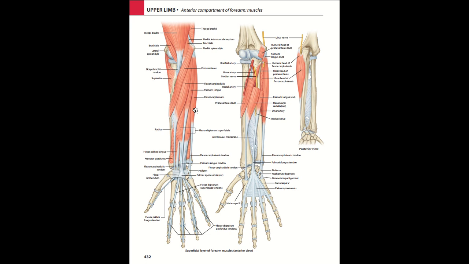Right, so you're going to have the humeral head from the medial epicondyle, and then the ulnar head, which comes from the olecranon process of the ulna behind. These two heads form a belly of muscle. This one is your flexor carpi ulnaris, and it inserts on the base of the fifth metacarpal, the hook of hamate, and the pisiform bone.